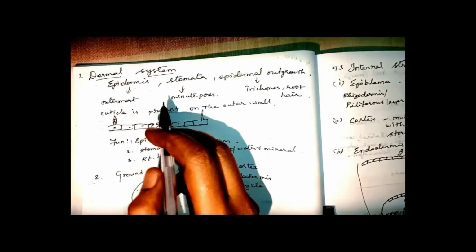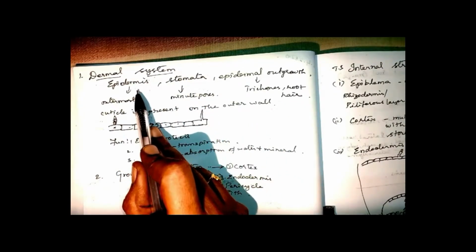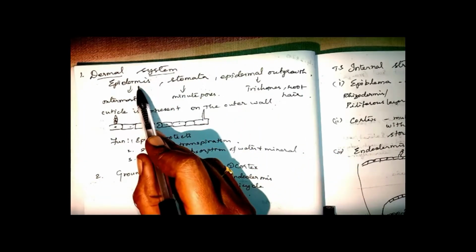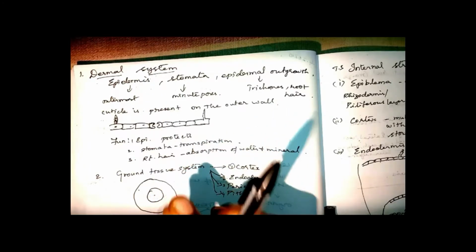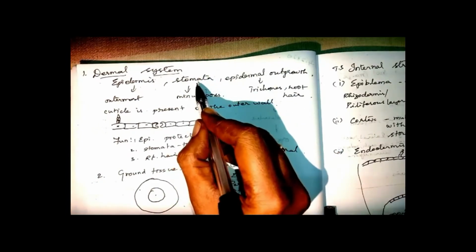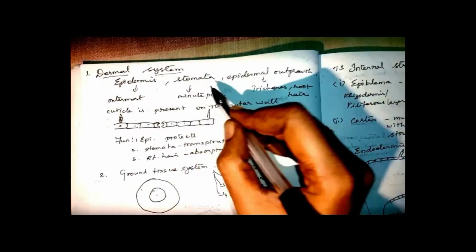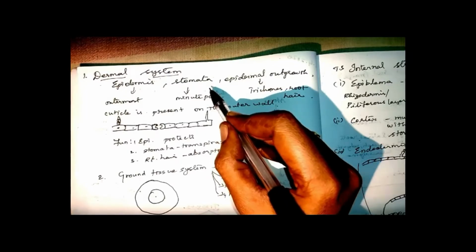Sachs described three types of tissue system. The first one is dermal system. It consists of epidermis, stomata and epidermal outgrowth. Epidermis is the outermost layer of the plant and it consists of certain tiny pores which are called stomata. We have already learned about the stomatal structure in our previous classes. Then we will have epidermal outgrowth. It consists of trichomes and root hair.